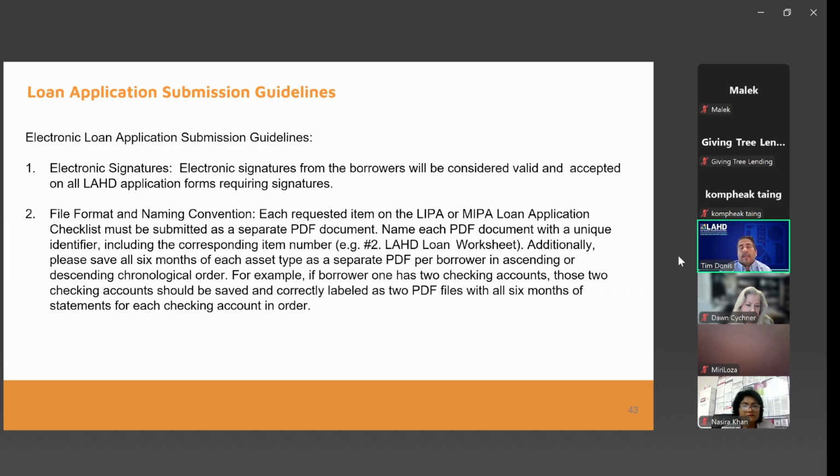So what we're referring to here is on the application, on the cover sheet or front page of the application, we have a checklist of the items which are needed for the application. Each item has a number next to it. When you submit the application, you're submitting the items, you need to number them to match the numbers from the checklist. Additionally, please save all 6 months of each asset type as a separate PDF per borrower in ascending or descending chronological order. For example, if borrower 1 has 2 checking accounts, those 2 checking accounts should be saved and correctly labeled as 2 PDF files with all 6 months of statements for each checking account in order.